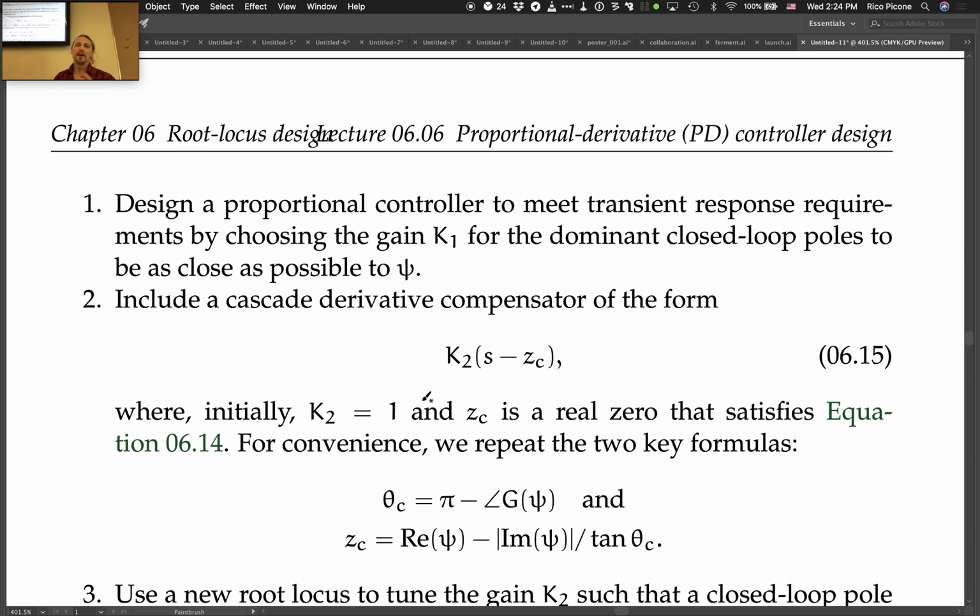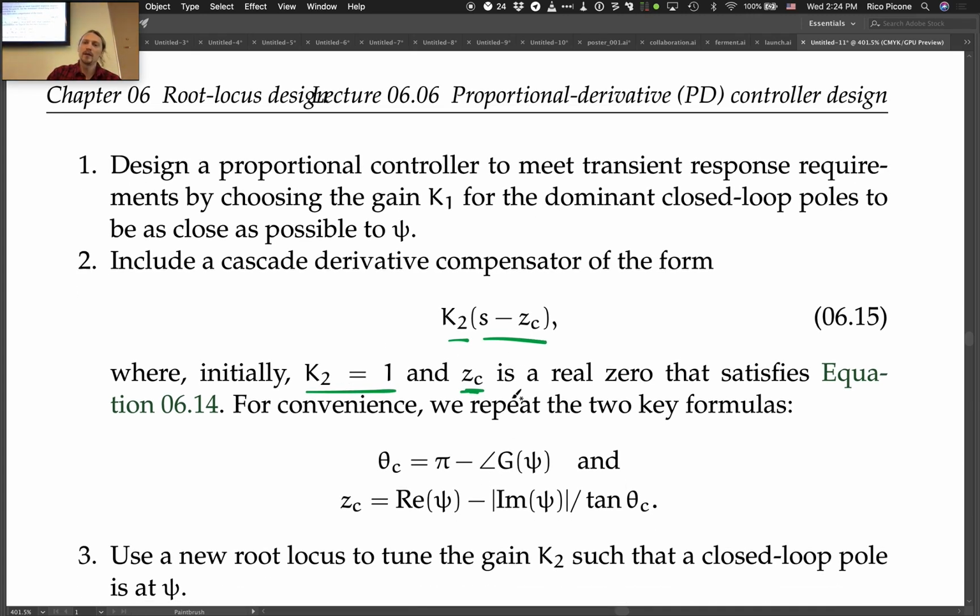Okay, step 2, include a cascade derivative compensator of the form K2 equals S minus ZC. So you need to have another gain, and you need to have a zero, okay? Initially we just take K2 to be 1. We're going to first choose ZC using the little method that we just developed in the lecture above, and then we'll use root locus to determine the appropriate K2. Okay?